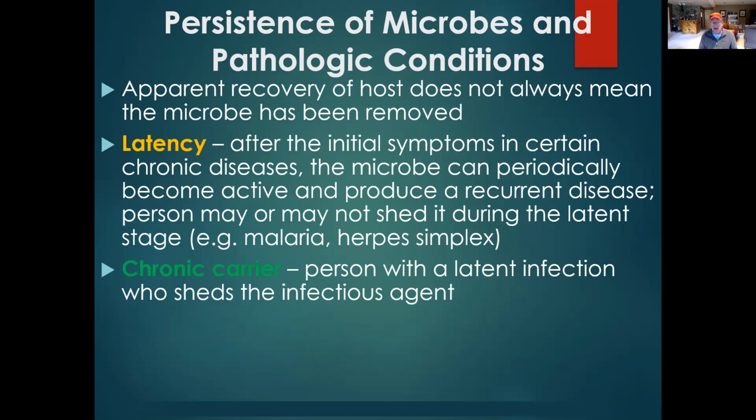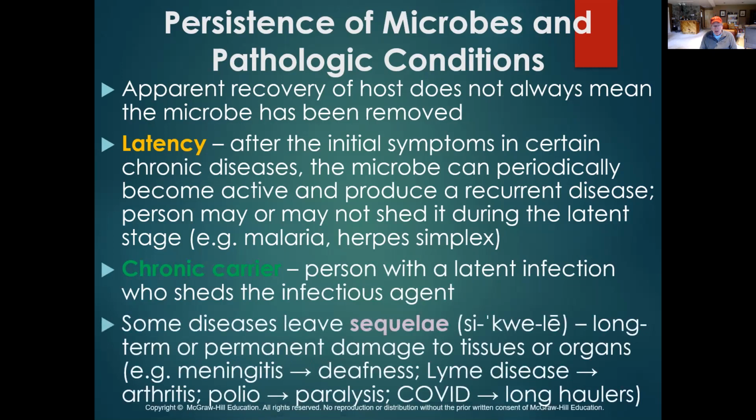So we would call you a chronic carrier. You're possessing or harboring the microbe, and you're shedding it either, again, through respiratory droplets, perhaps, or through skin, or any number of different portals. That's what a chronic carrier is. And your book introduces another term that I've never ever heard of before, other than in this particular text. It's pronounced sequelae. Some diseases leave sequelae, long-term or permanent damage to tissues or organs.